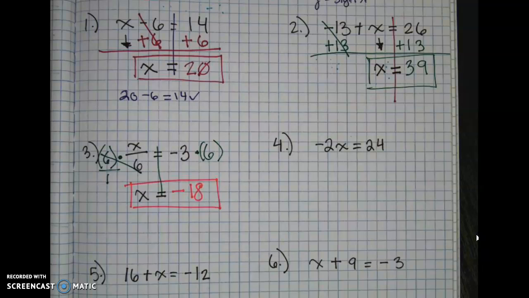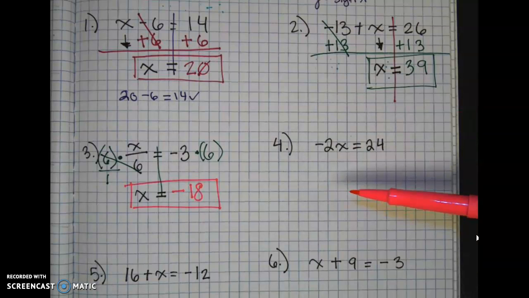And you can divide negative 18 by 6 and get a negative 3 as my answer. So this is correct. I did my math correctly. Now let's look at number 4.